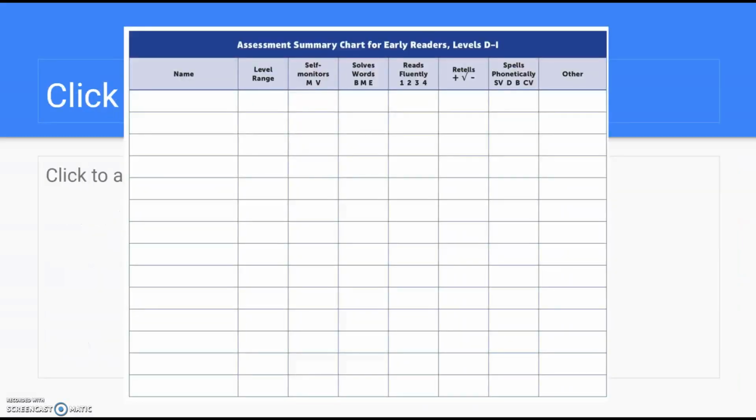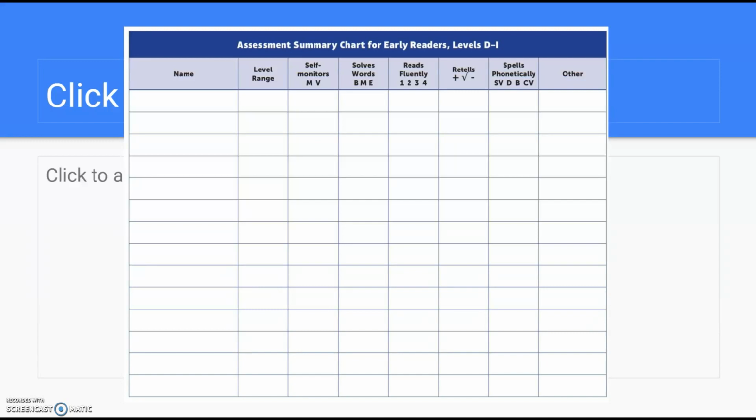Here's an assessment summary for early readers. Columns 1 and 2, you're going to write the name and the level range of the student. In column 3, you're going to write an M if the student is monitoring with meaning, or a V if the student monitors using visual information.